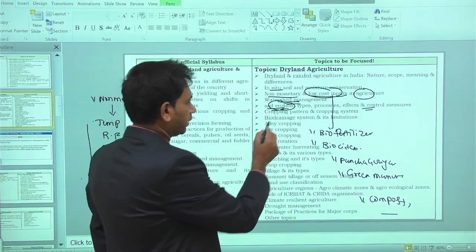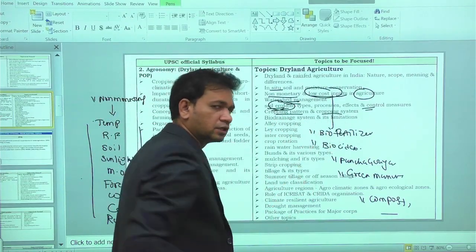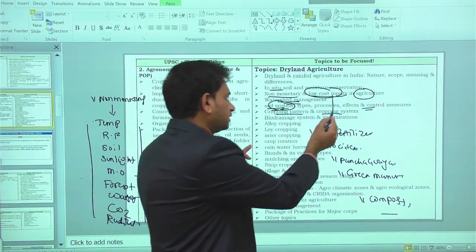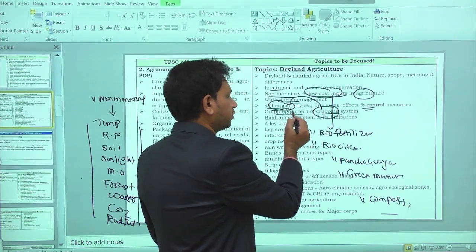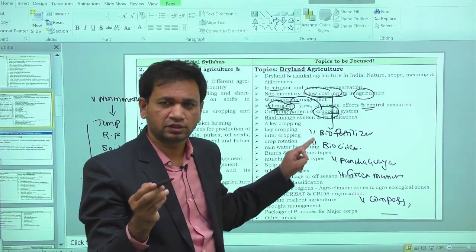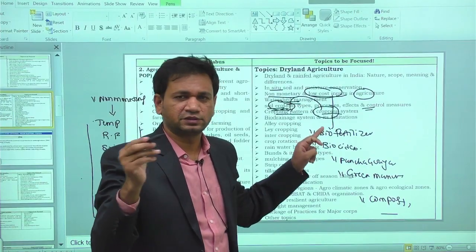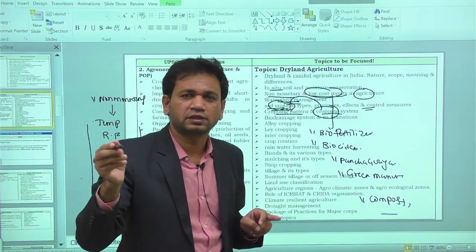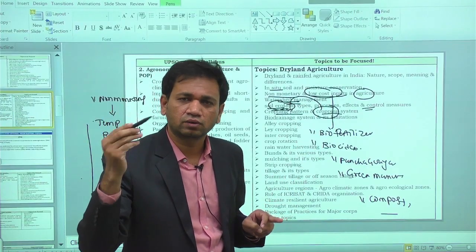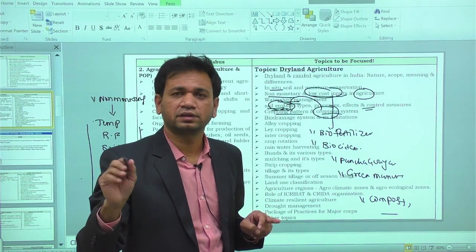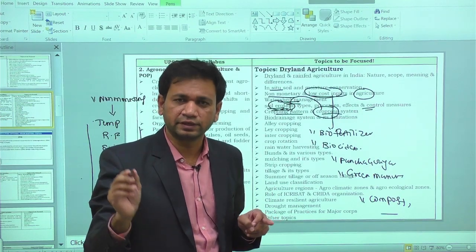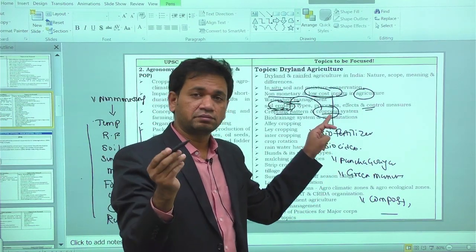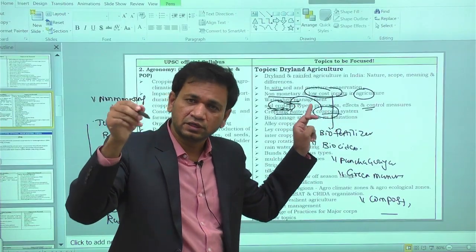Then we are having the cropping pattern and cropping system. The cropping system represents the cropping pattern of the region. Cropping system means it can be monocropping, or double cropping, or triple cropping, or crop rotation, or multiple cropping, or relay cropping, whatever it is. So that cropping system may represent the cropping pattern of the given region.